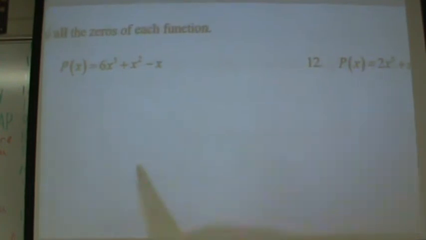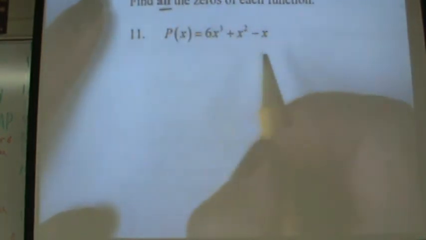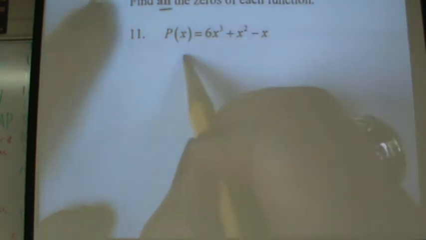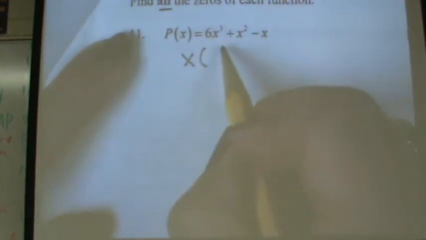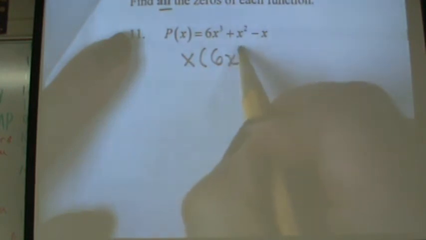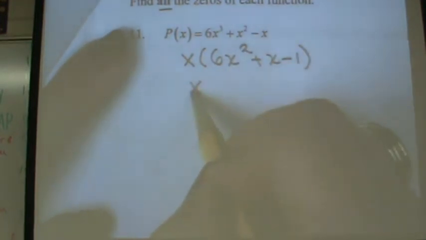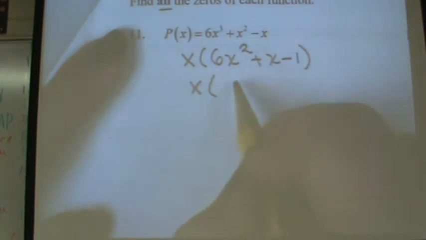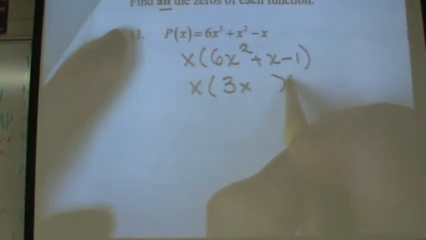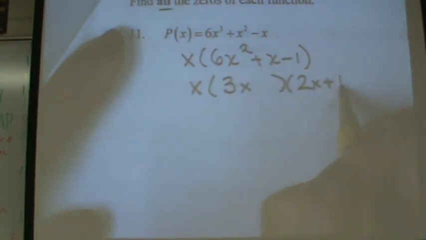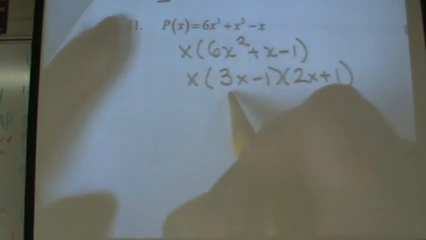Number 11, what you're going to do here is see that you're asked to find all the zeros, real and imaginary. So you're going to pull an x out here because it's the GCF. So you have 6x squared plus x minus 1. Now what you're going to do is see if you can factor this, and it is factorable. 3x times 2x is 6x squared, and if you put a 1 here and a negative 1 here, when you FOIL this out, you'll get a positive 1 in your middle term.